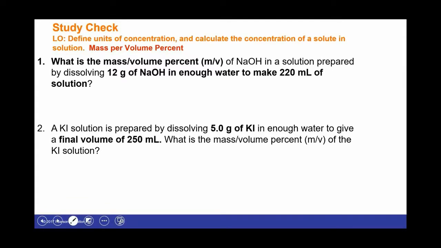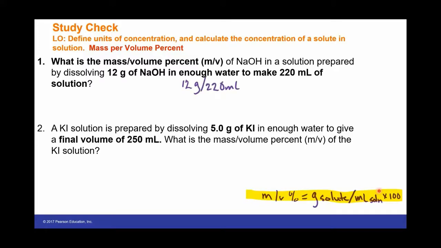So what is the mass per volume percent of sodium hydroxide in a solution prepared by dissolving 12 grams of sodium hydroxide in enough water to make 220 milliliters of solution? So we remember our mass per volume percent is grams of solute over milliliters of solution times 100. So we've got 12 grams divided by 220 milliliters times 100, and we get 5.45, and with the correct number of sig figs, it's 5.5%.